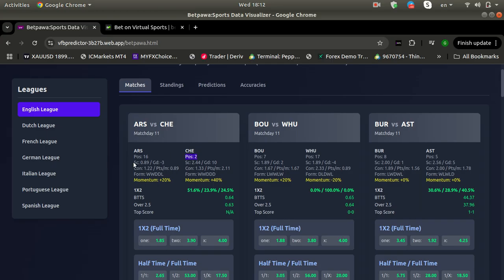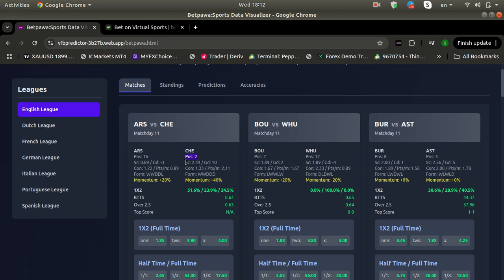Next is goals scored per match. From our calculations, Arsenal scores 0.89 goals per match, almost 1 goal per match. So you can see that it doesn't score much. You can see the position, it's at position 16, while Chelsea is at position 2.